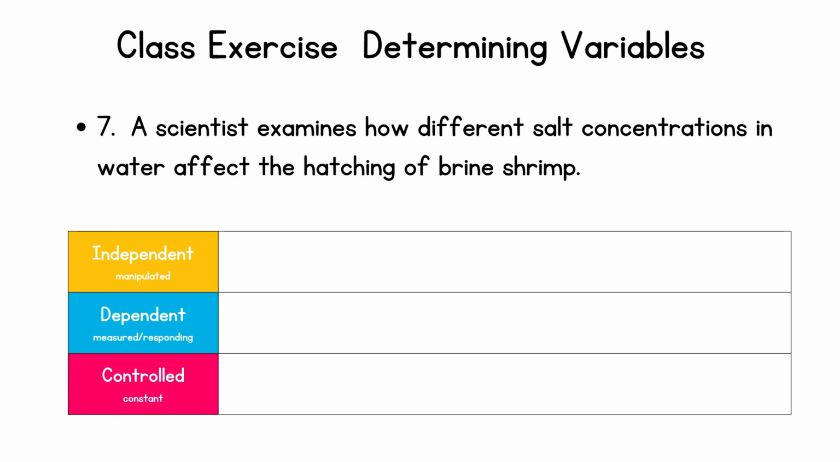7. A scientist examines how different salt concentrations in water affect the hatching of brine shrimp. What are you going to manipulate? What is being measured? And what is being held constant?